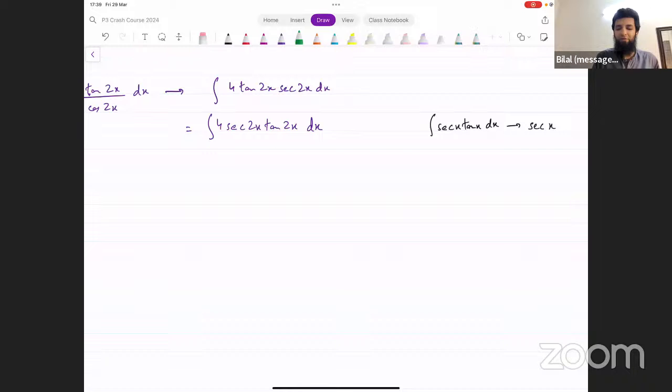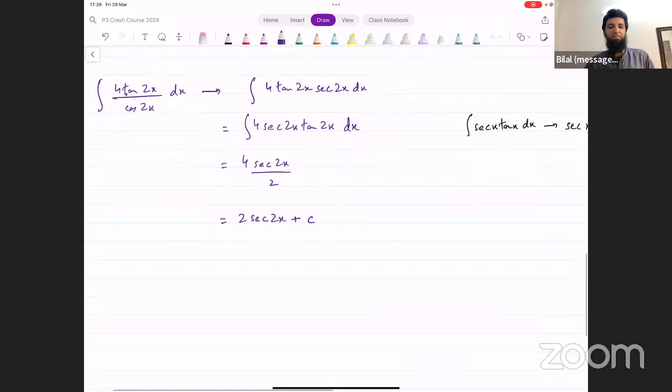But here we have 2x instead of x. So what we do is we divide by the derivative of 2x, which is 2. So the integral becomes something like this. 4 into integral of this thing is secant. So that's secant of 2x divided by 2. And that leaves you with 2 secant of 2x plus c. That's the result that we get from this.